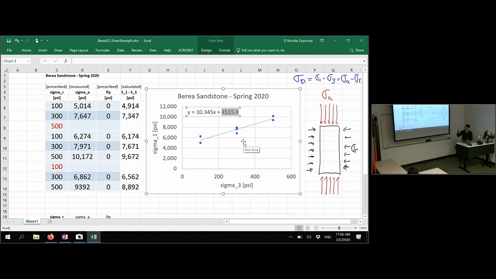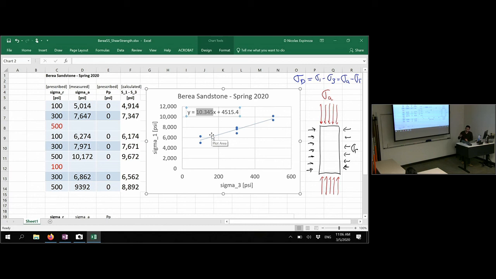And what we have here is that this equation is telling us the extrapolated unconfined compression strength is 4,515 psi. And the parameter, the friction parameter Q is 10.3.